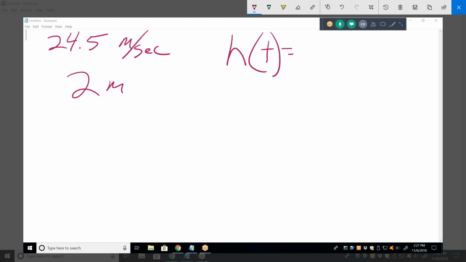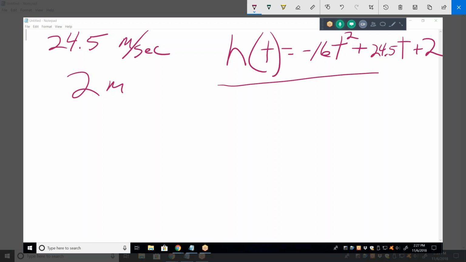All right. When you're dealing with parabolic motion, which is the case whenever you're on planet Earth, and you throw a ball either straight up or at an angle, the equation is always minus 16t squared plus the initial velocity, which is 24.5 times t, plus the initial height, which is 2. So this is the height of the ball at any point in time. And if you want to check it, plug in 0 for t.